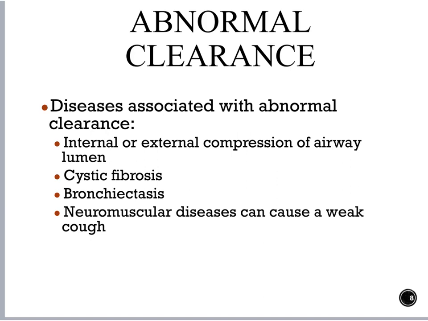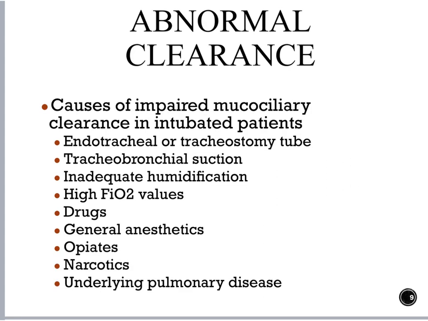They've lost that elasticity, so the secretions can sit and pool in their airways. And then neuromuscular diseases can cause a weak cough. They don't have that diaphragm strength. So muscular dystrophy, ALS, myasthenia gravis, cerebral palsy are just a few. So any disease that affects airway patency, the composition or production of mucus, ciliary structure and function, and cough reflex. Okay, so these are causes of abnormal clearance for intubated patients. So it may be an endotracheal or a tracheostomy tube.